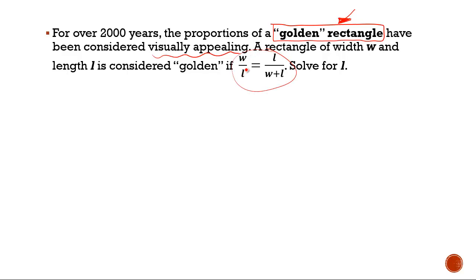The width is to the length as the length is to the sum of the width and length. So take a look at some clips for the golden rectangle as well. But let's say we just want to figure out what the length is on its own. So to solve that, so that length is on its own, we should manipulate this formula a little bit, and I'll show you how we could manipulate it.